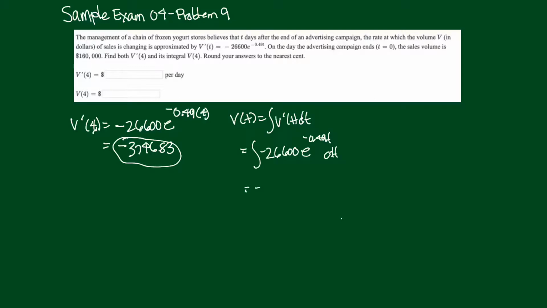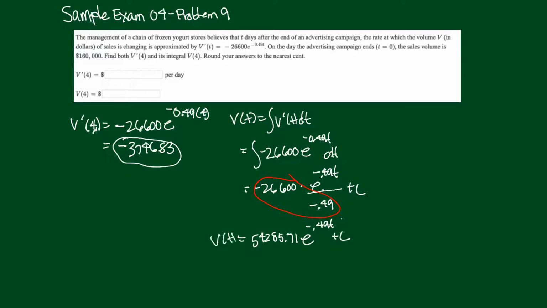Now we know what to do here. This is negative 2600 times, all right, exponential. So it's e to the negative 0.49 t over negative 0.49. Now we're going to get the plus c. Now I went ahead and did this right here just to clean things up a little bit. So I got 54285.71, say, e to the negative 0.49 t plus c.